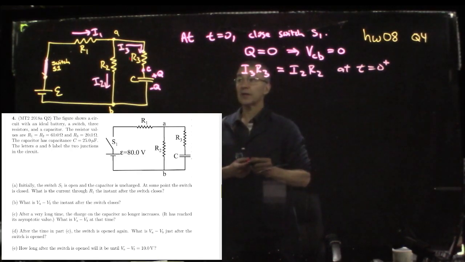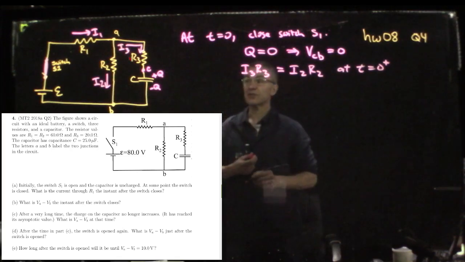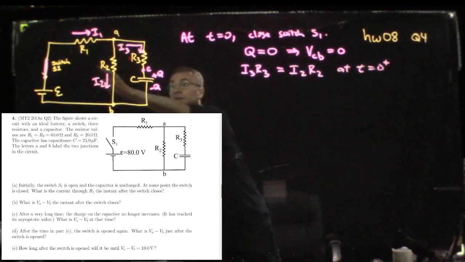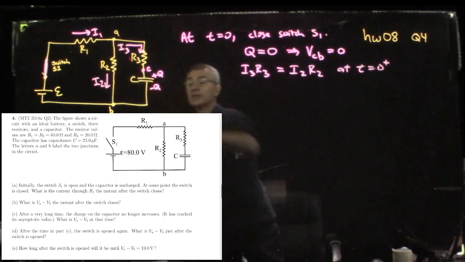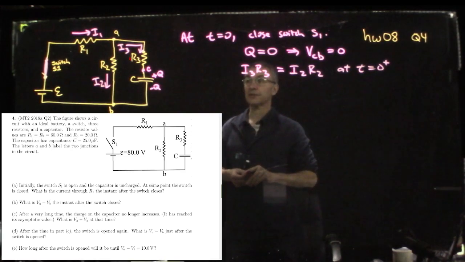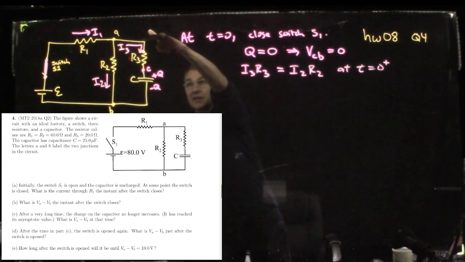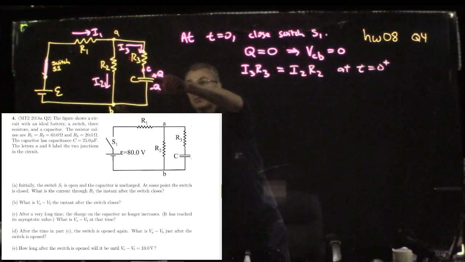So then we could write the loop rule, but the simplest way to figure out this current I1 is that we have R1 in series with the parallel combination of R2 and R3. The reason we're able to do that is that we know the top sides of R2 and R3 are connected together. For them to be truly in parallel, their bottom sides also have to be connected together. But when the capacitor has 0 charge on it, effectively they are connected together because this voltage, VCB, is 0.